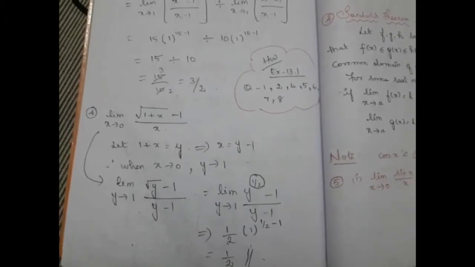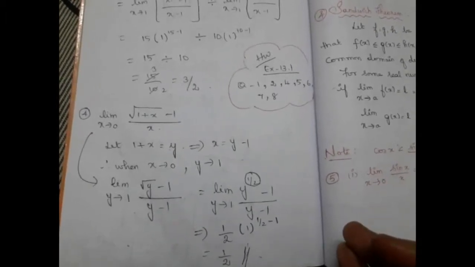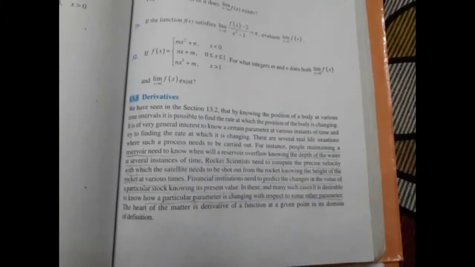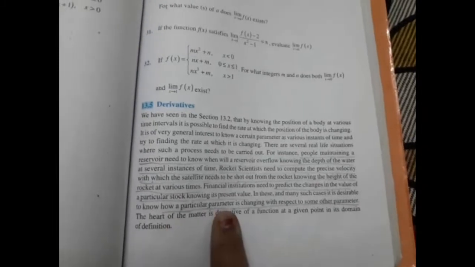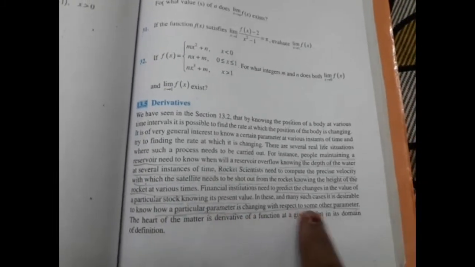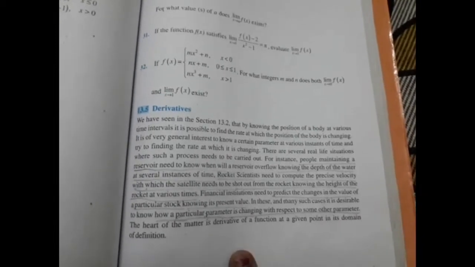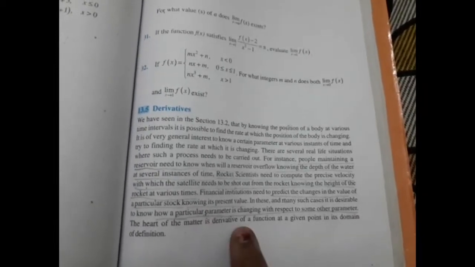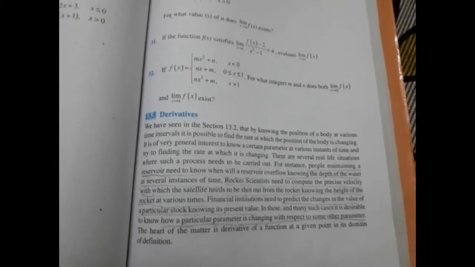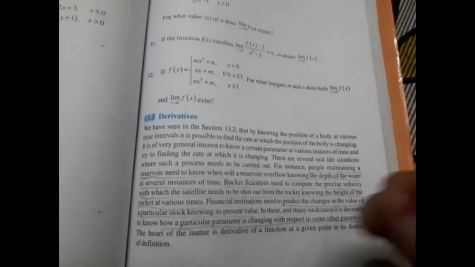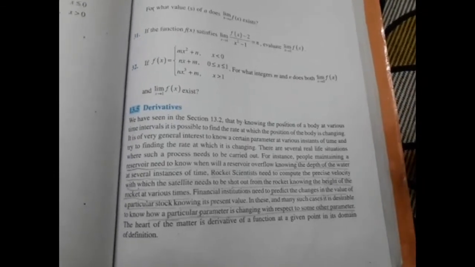Now let us move on to the next topic in the chapter called derivatives. Now let us see what is meant by a derivative. The whole concept is all about how a particular parameter is changing with respect to some other parameter. When x tends to some value, what happens to the function, or the functional value approaches which value? That's what this limiting process is all about, right?